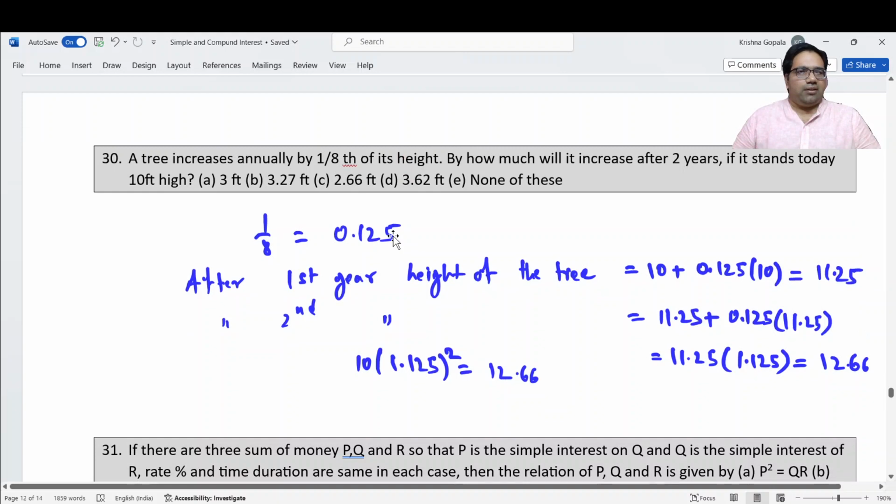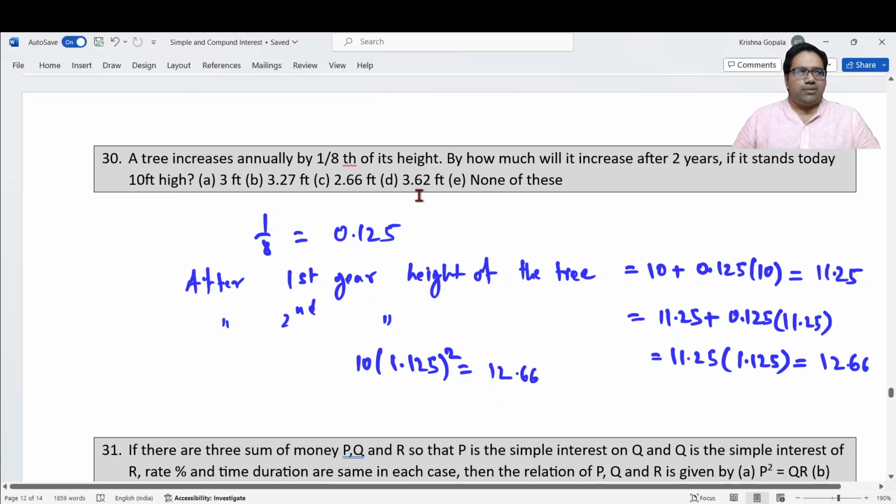A tree increases annually by 1/8 of its height. How much will it increase after 2 years? It stands today 10 feet. What is 1 by 8? 1 by 8 is 0.125. So what does it mean? After the end of the first year, it is 10 plus 0.125 of 10, which is 11.25. At the end of the second year, what will it become? 11.25 plus 0.125 of 11.25, which is 11.25 into 1.125 equal to 12.66. This is the answer. This is one way.